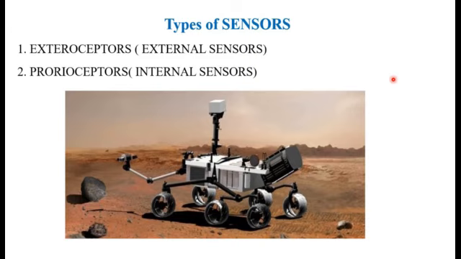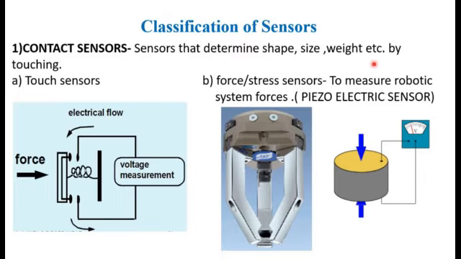Next point is the types of sensors. Basically there are two types of sensors: one is exteroceptors, and the second is proprioceptors. That means external sensors and internal sensors. We will discuss these types of sensors in detail.